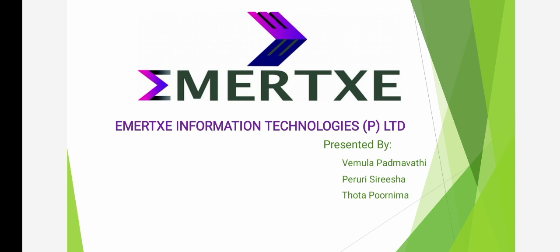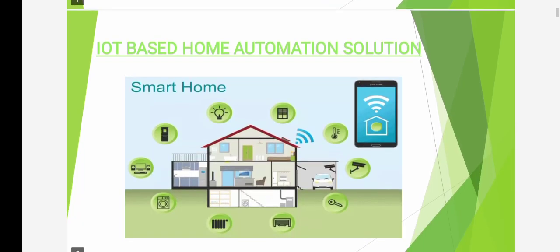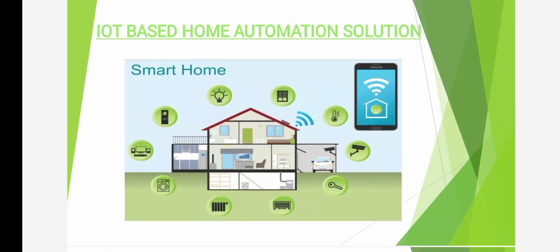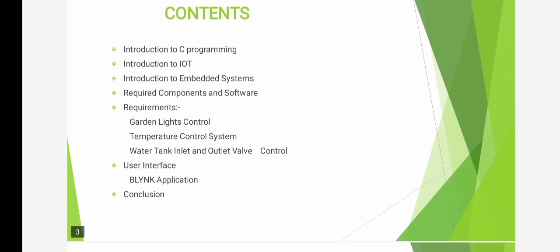As a part of the IoT internship at Emertxe Information Technologies Private Limited, we did a project on IoT based home automation solutions. Based on this, we did a PPT, and the contents covered in this project are Introduction to C programming, Introduction to IoT, Introduction to embedded systems, required components and software, and the requirements are garden light control, temperature control system, water tank inlet and outlet valve control, and the user interface used in this project is Blynk application, and then conclusion.